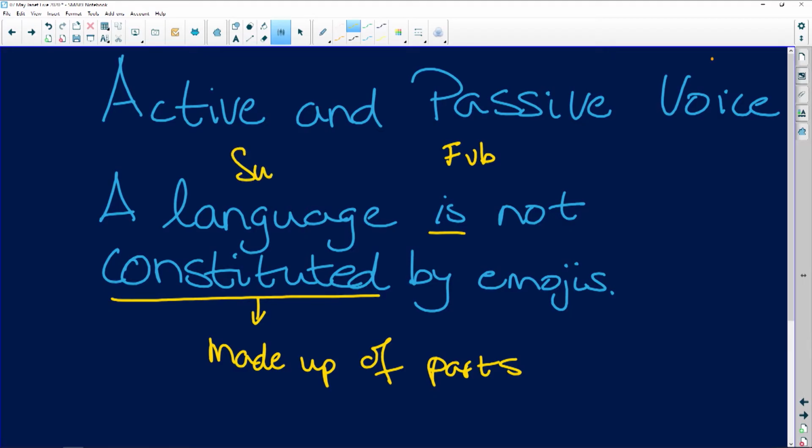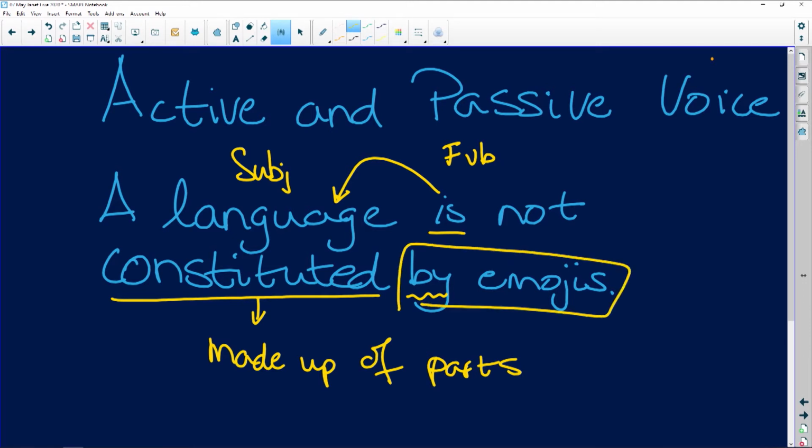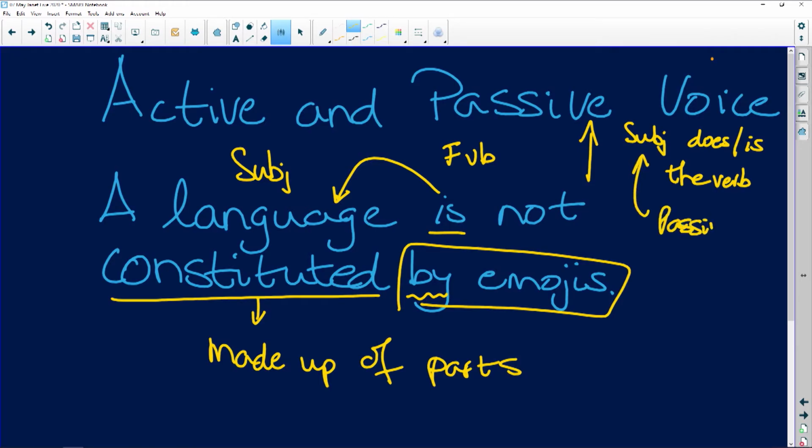This is my subject, and something is happening to the subject. Ellen, can you see that? The language is not constituted by emojis. It's not doing the constituting, it's emojis that are constituting or not constituting a language. So is this active or passive? This is passive. So maybe, Ellen, that's the problem. When the subject does the verb, then it's active. When something happens to the subject, then it's passive. So this is passive. So the instruction is rewrite it in the active voice.